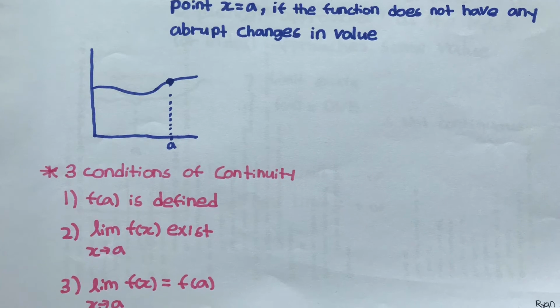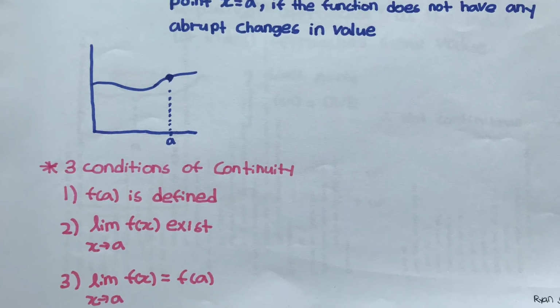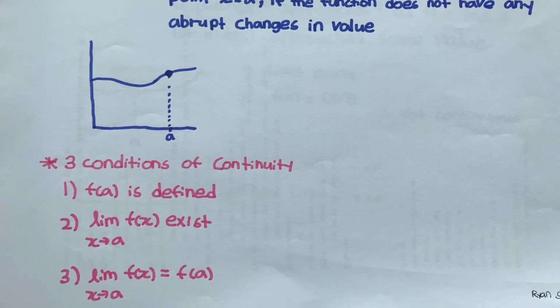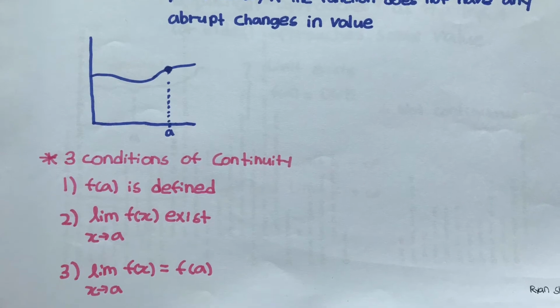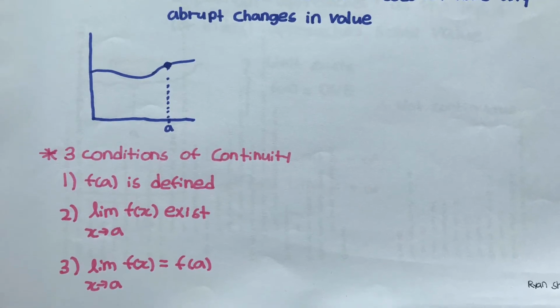If any one of the conditions is not met, the function is not continuous at x equals a, and in that case we can say that the function is discontinuous at the point.